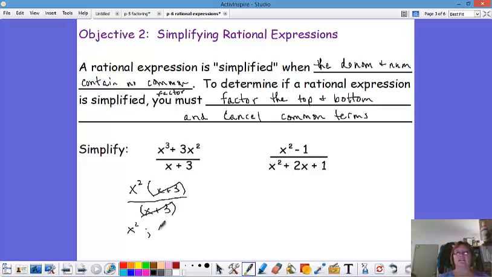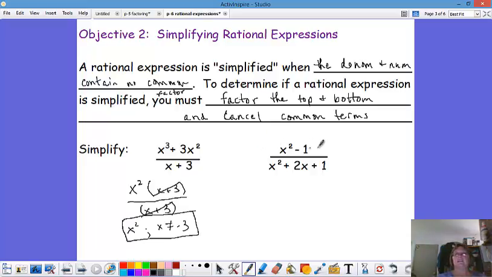However, we got to note that x could never be negative 3, because if we had an x of negative 3, we'd get to 0 in the denominator, and that's a no-no. So our simplified version is x squared with the provision that x can never be negative 3. See? That's exactly what we got to do.